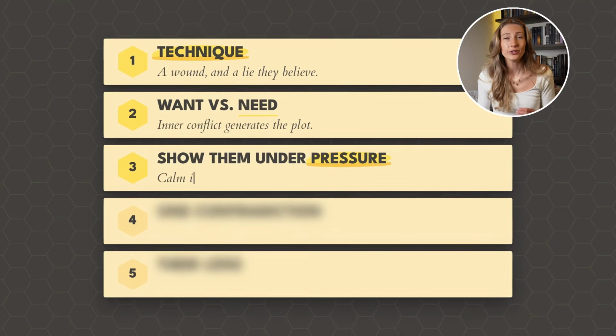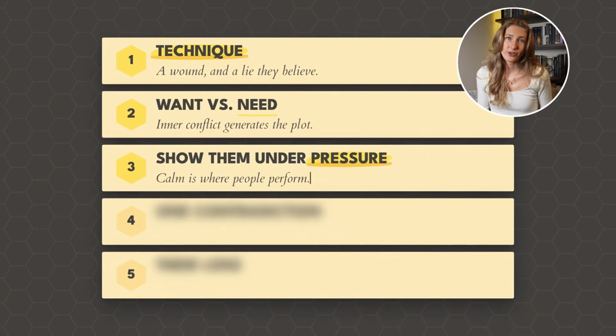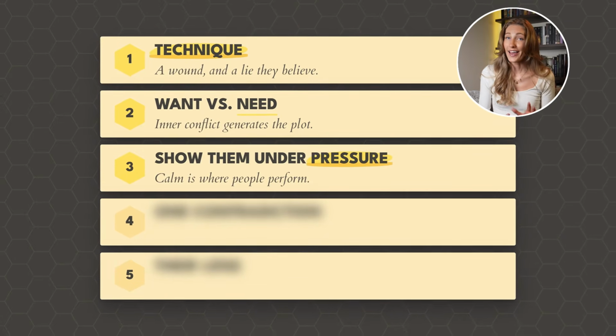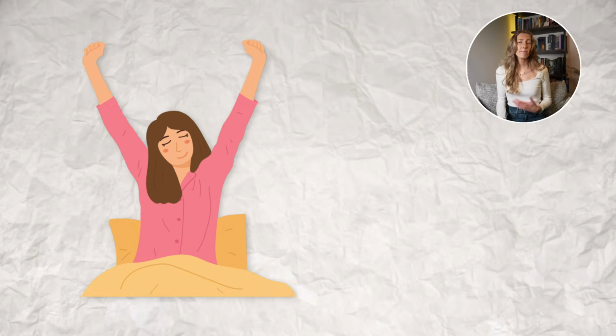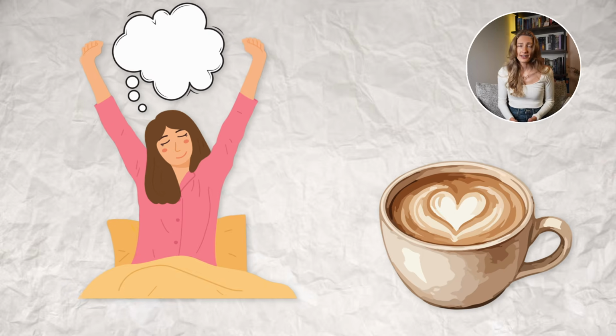Third, show them under pressure. Here is where writers lose their reader in the first chapter without knowing it. They introduce the character in a calm moment, waking up, making coffee, thinking about their life. But you do not reveal character in calm. Calm is where people perform. Pressure is what strips the performance down and shows us who is actually under there.